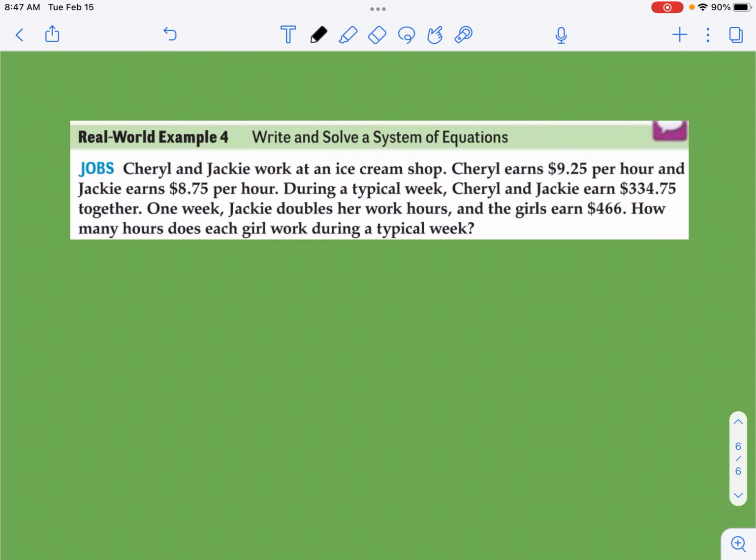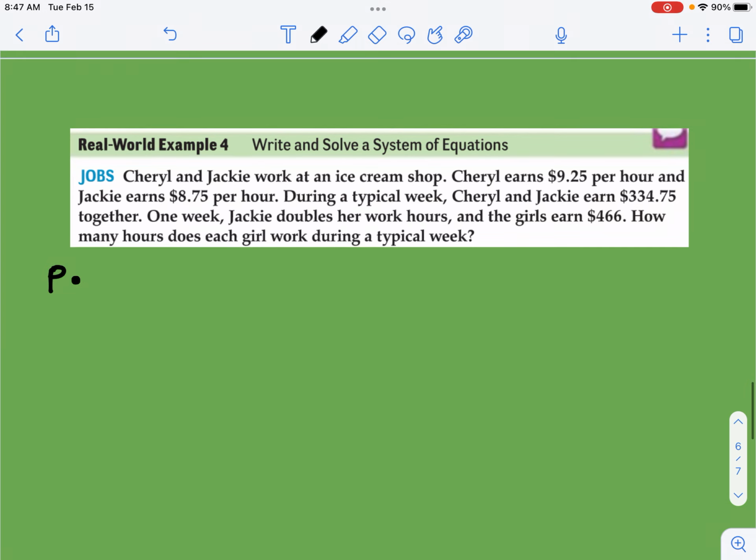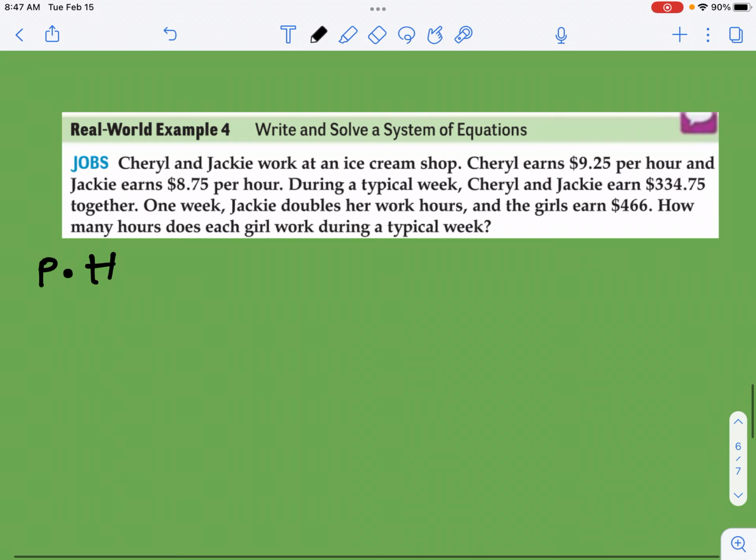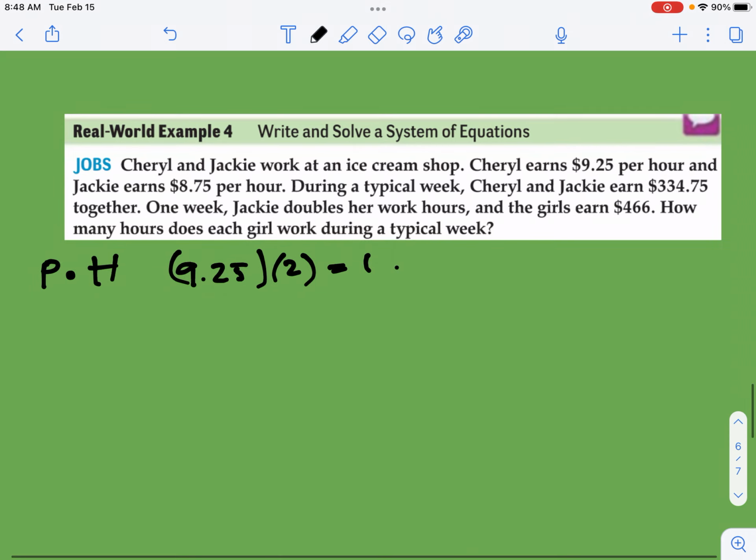Second thing we need to know is how do you calculate a wage? Well, to calculate a wage, you take whatever your hourly pay is, and you multiply it by how many hours you work. So if I'm Cheryl and I'm making $9.25 per hour, and let's say I work 2 hours, you would just multiply those, and you would get $18.50.